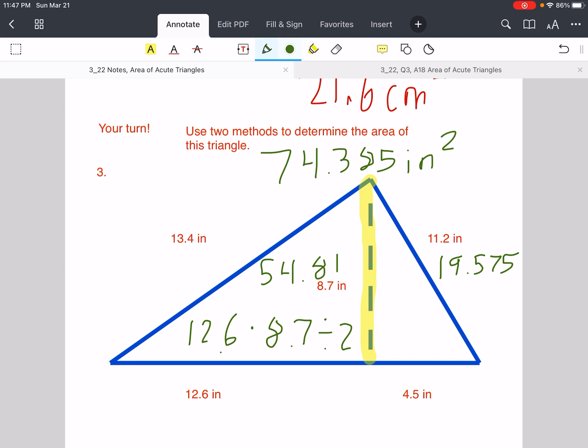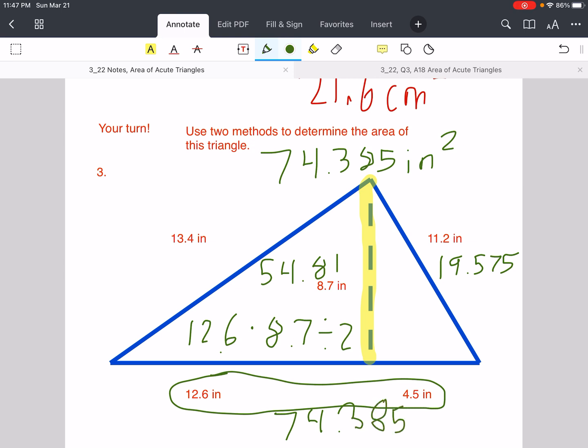Okay, method number 2, we need to add these two up to find the base. So 12.6 plus 4.5 equals 17.1. Multiply that by the height, which is 8.7, and divide by 2, and we get the same answer of 74.385 inches squared.